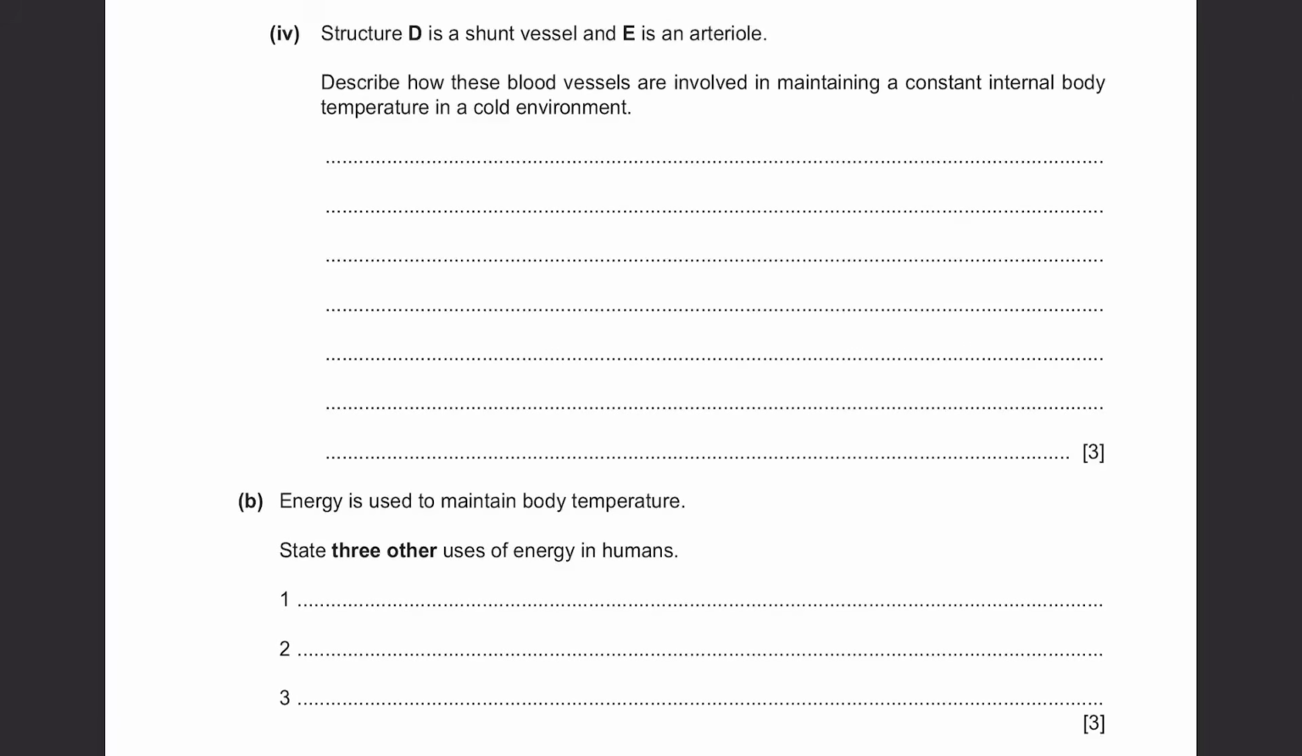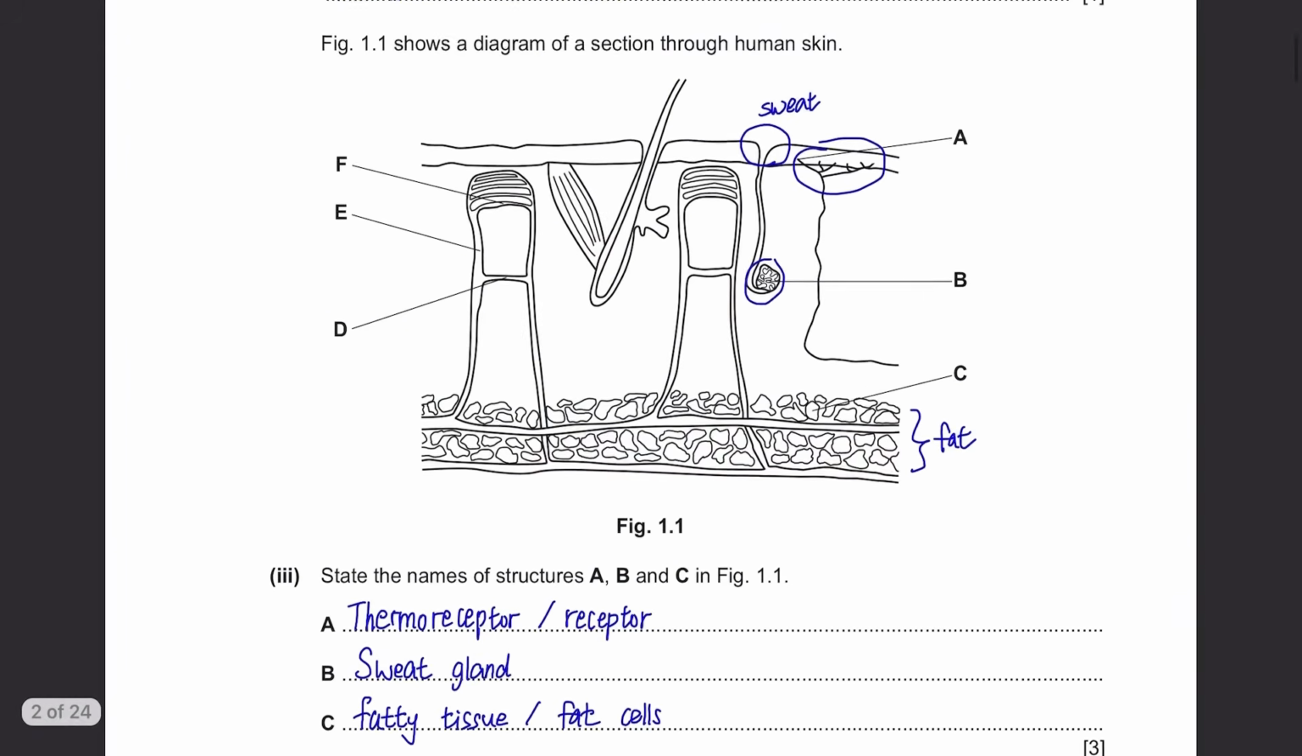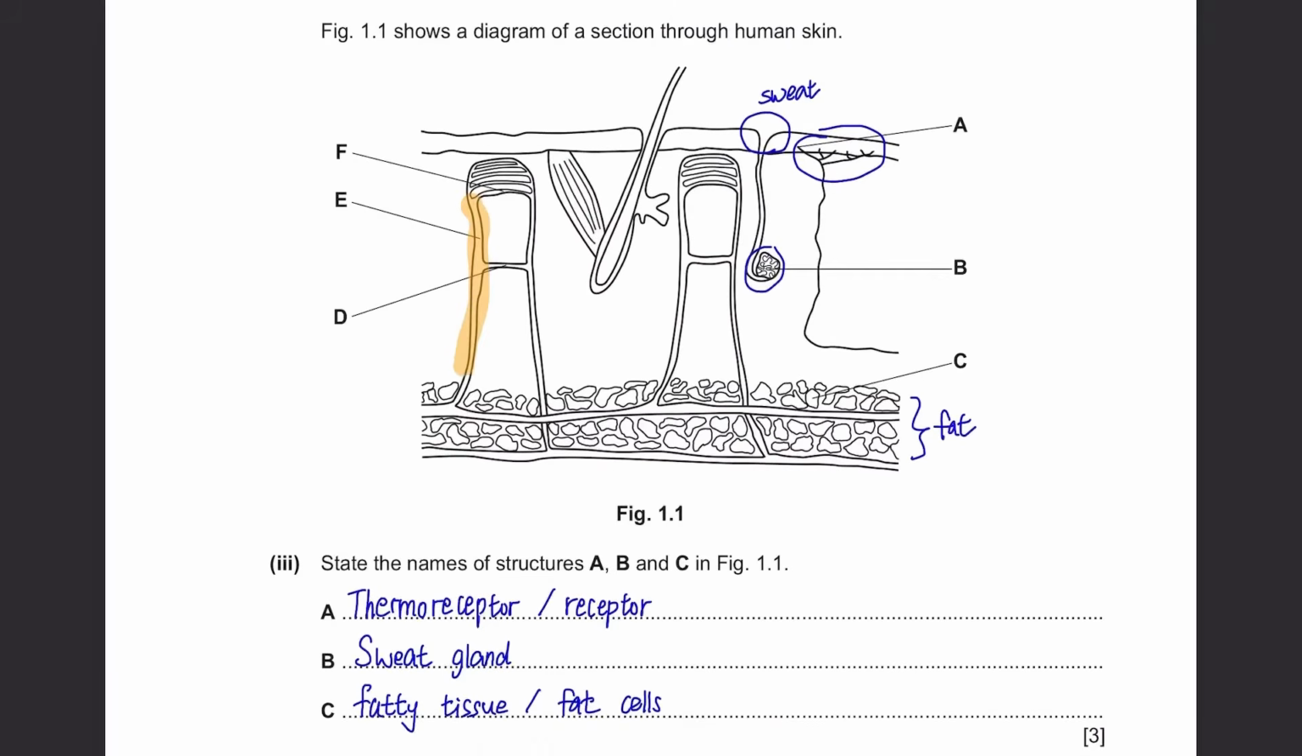Describe how these blood vessels are involved in maintaining a constant internal body temperature in a cold environment. Alright, the main part of homeostasis. First, the arterioles. E will go through vasoconstriction. They're going to get narrower. Then the shunt vessels D will dilate and become wider.